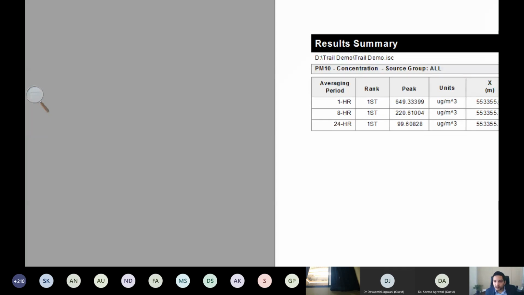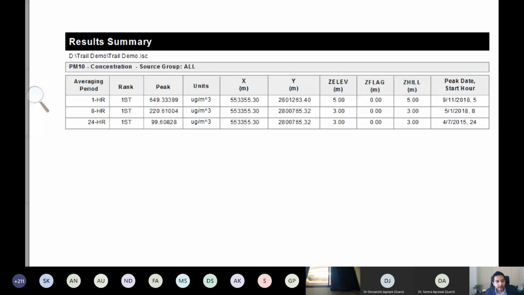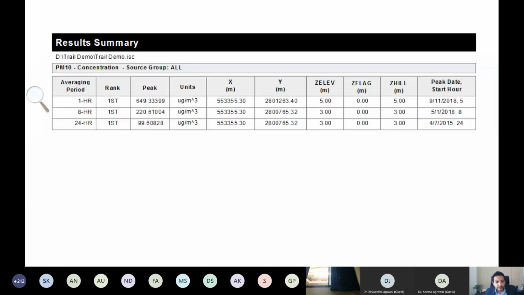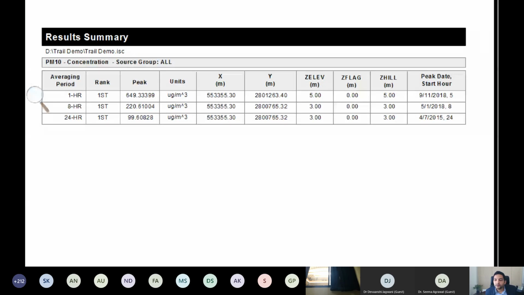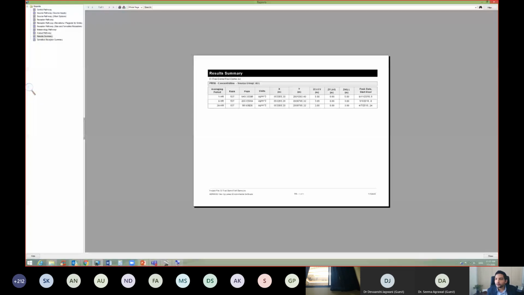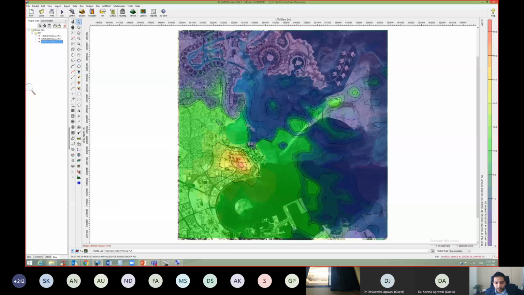Similarly, for 8 hours, the peak concentration is observed at 220 micrograms per meter cube, and the coordinates of the location are given. It will be observed with the meteorological conditions that were there on 5th of January 2018 at 8 o'clock in the morning. And for 24 hours, it's 4th of July 2015 at 12 o'clock at night. So this is how the model calculates the concentration at different points.